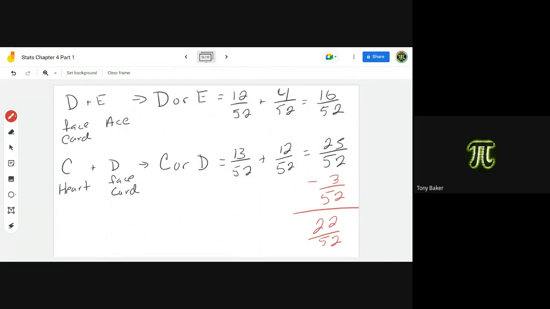Okay? That's why it's important to know, are they mutually exclusive or not? Because if they're mutually exclusive, I'd be subtracting nothing because there's no overlap. So I don't have to worry about that part. If they're not mutually exclusive and there's overlap, I have to subtract that part off when I'm looking for my probability of combined events. Okay?